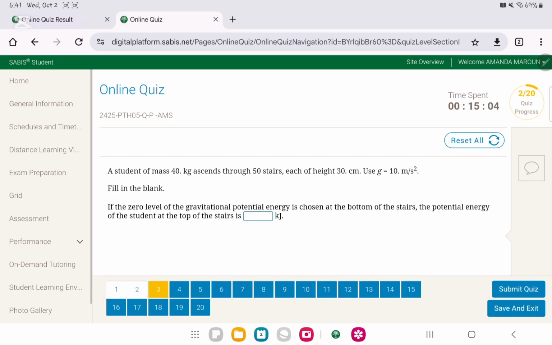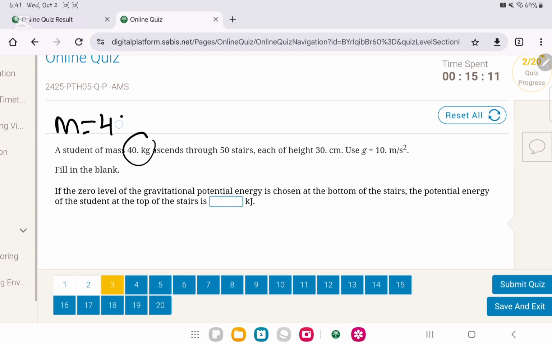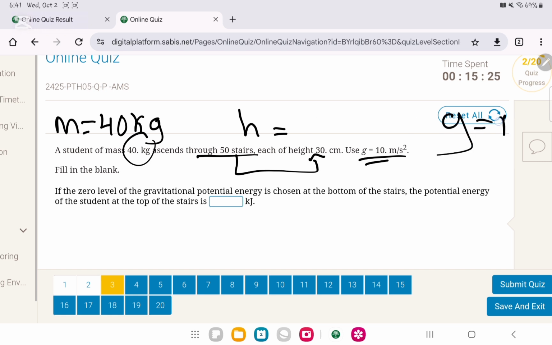Question number 3. A student of mass 40 kg. We start by writing our given. We have mass is 40 kg. Ascends through 50 stairs, each of height 30 centimeters. So we have the height of something, and we have g, which is 10 meters per second squared. So he is going up. He's ascending. He is going up.